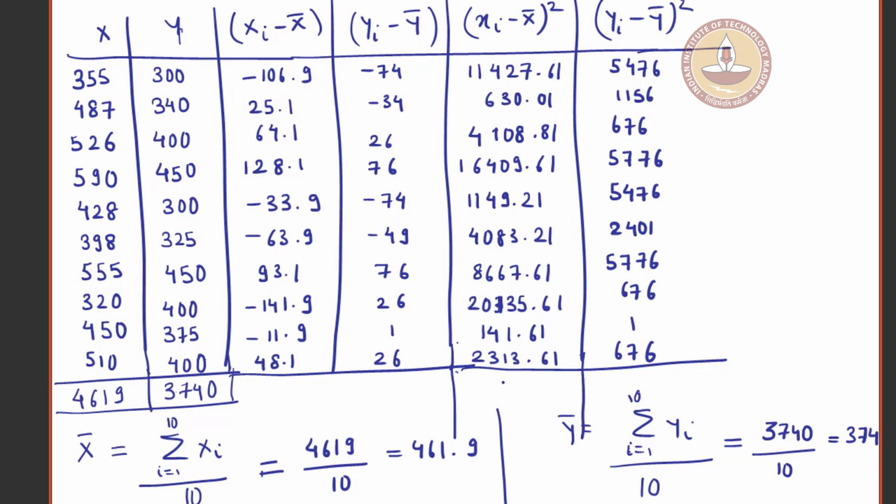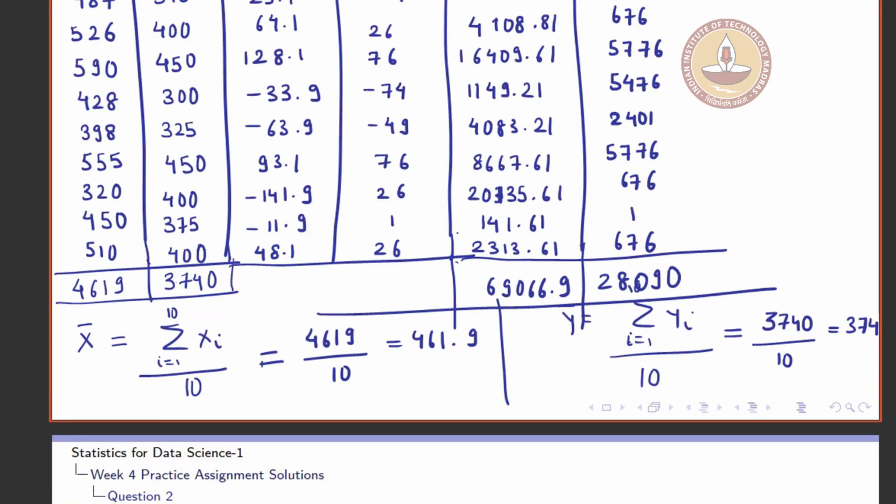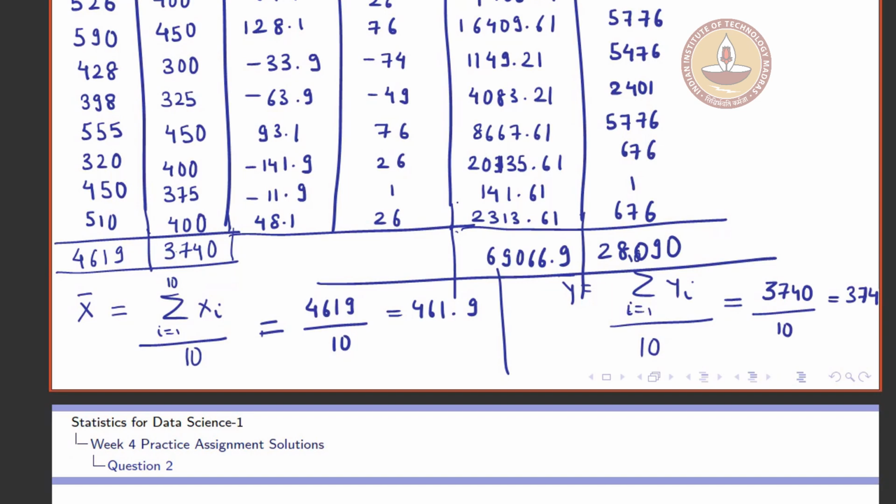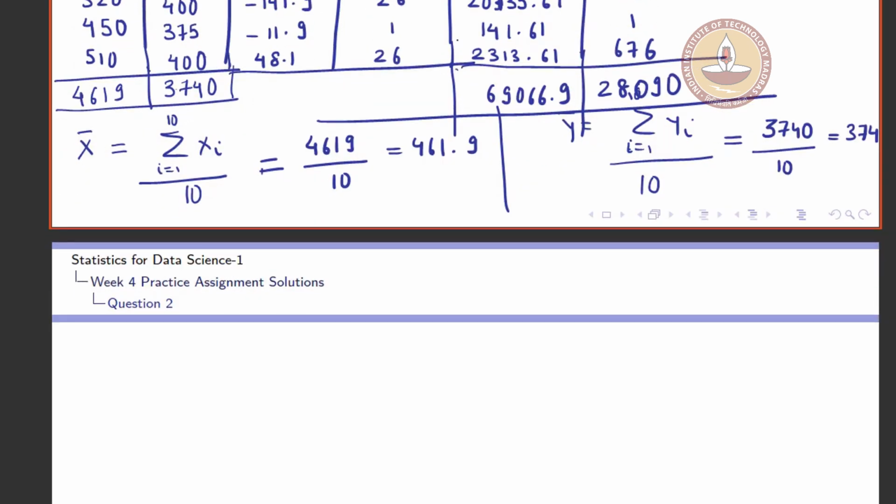So this is equal to 69066.9, and this is equal to 28090. Now let's calculate the standard deviation of the marks obtained by students in their class 10th and in their class 12th.